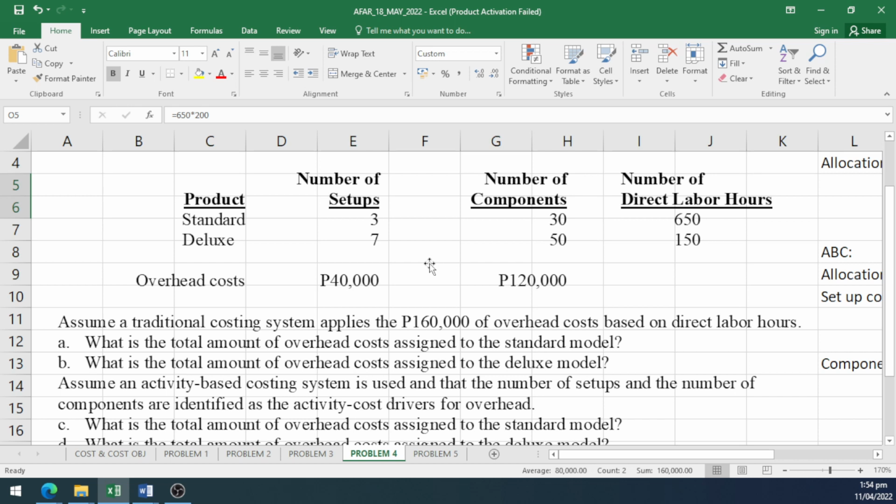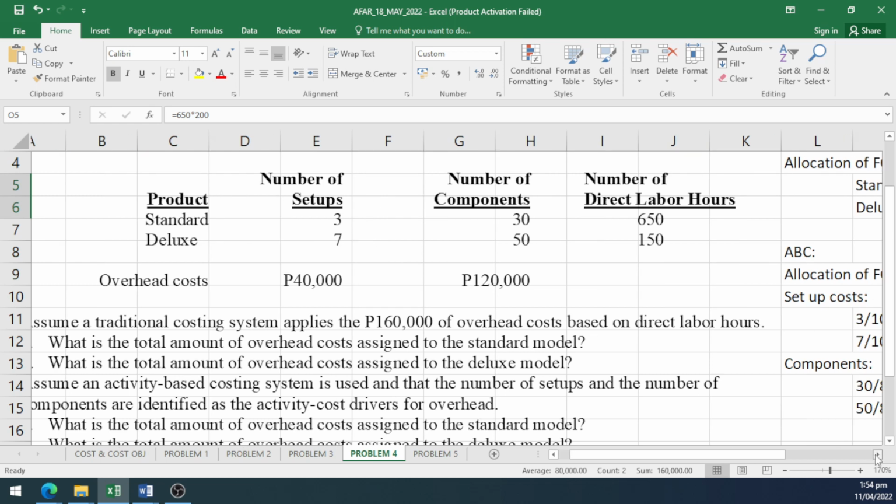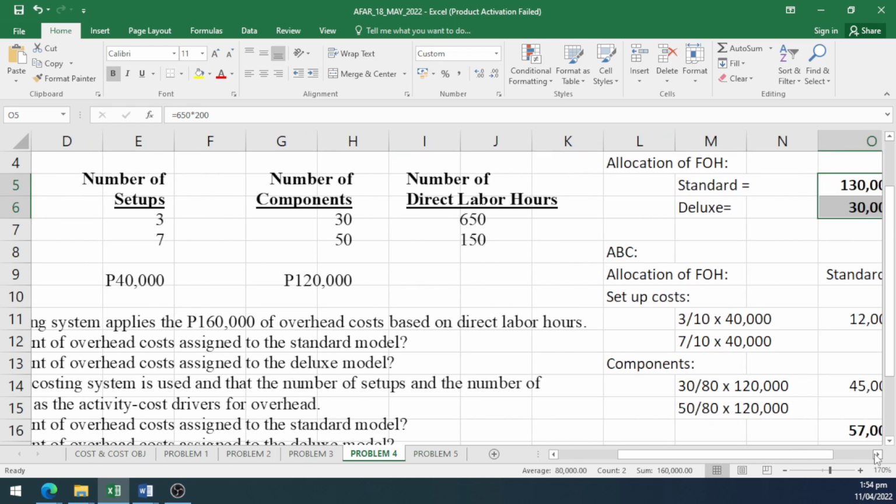There are 10 setups, 3 and 7, standard and deluxe respectively. And there are 80 components, 30 and 50 respectively. So, gagawin ninyo dyan, pwede na natin i-allocate directly, ano? Kahit di na natin computein yung cost pool rate. Pero pwede naman pag gusto nyo. Halimbawa, for setup, 40,000 divided by 10, that's 4,000 per setup, ano? But we can also allocate that directly.